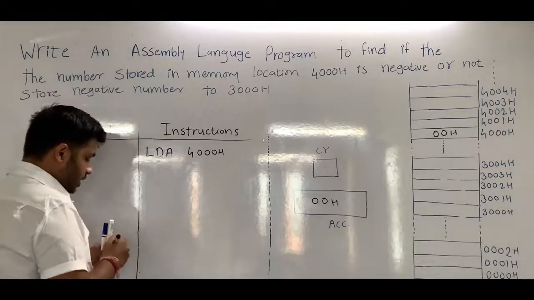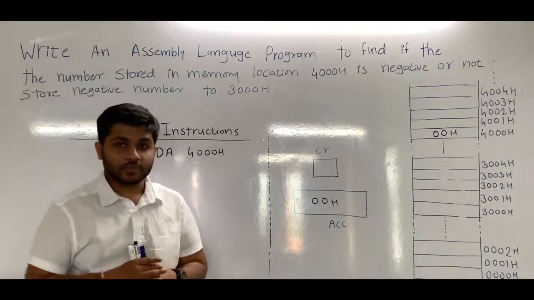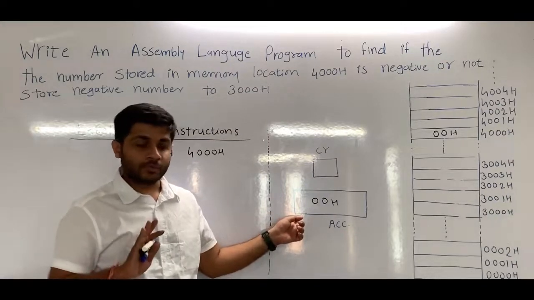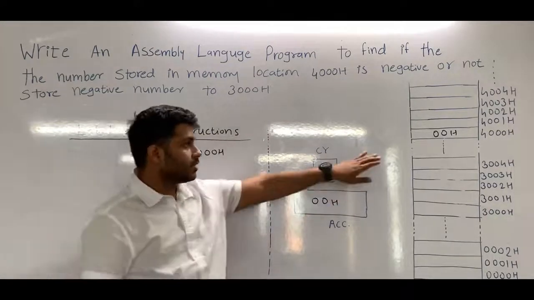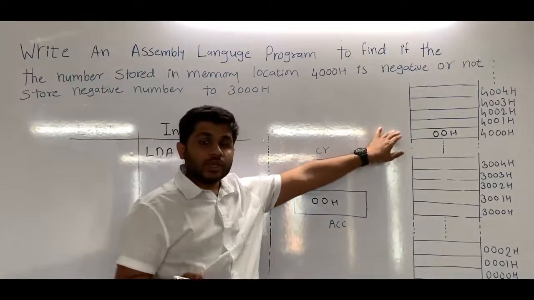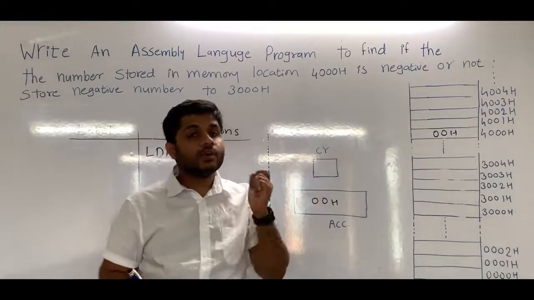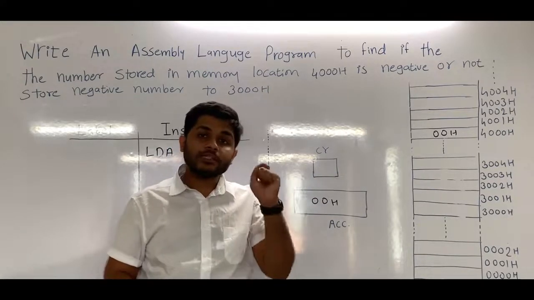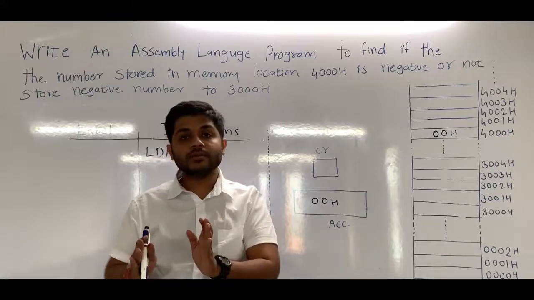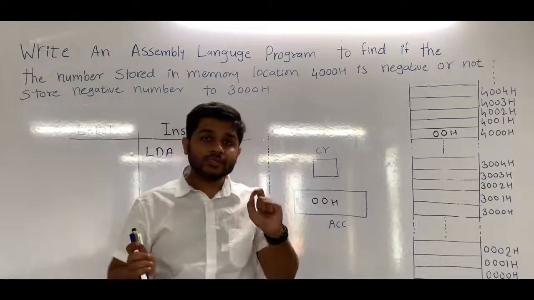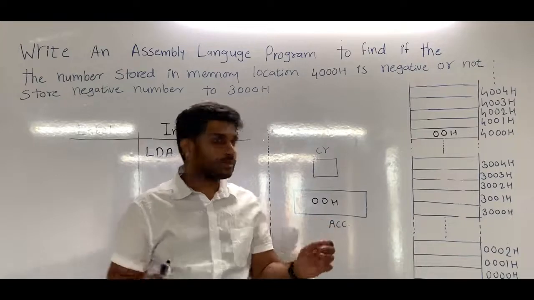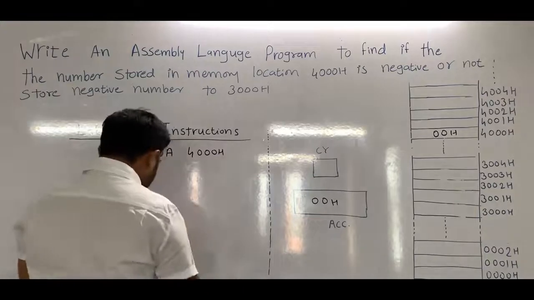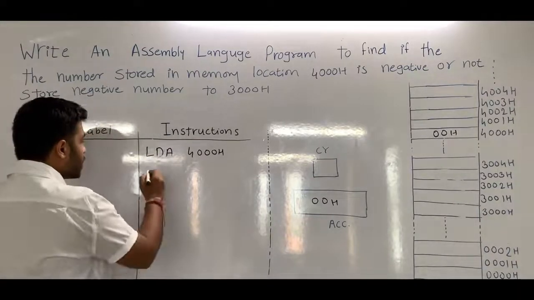After moving, we will check whether the number is positive or negative. But you know that 0 is neither positive nor negative. So there is a possibility that the data which is stored in the memory location can be 0. So before checking positive or negative, we have to check whether the number is 0 or not. If the number is not 0, in that case we are going to check for positive or negative. If the number is 0, in that case we will stop the program, because the data is neither positive nor negative.